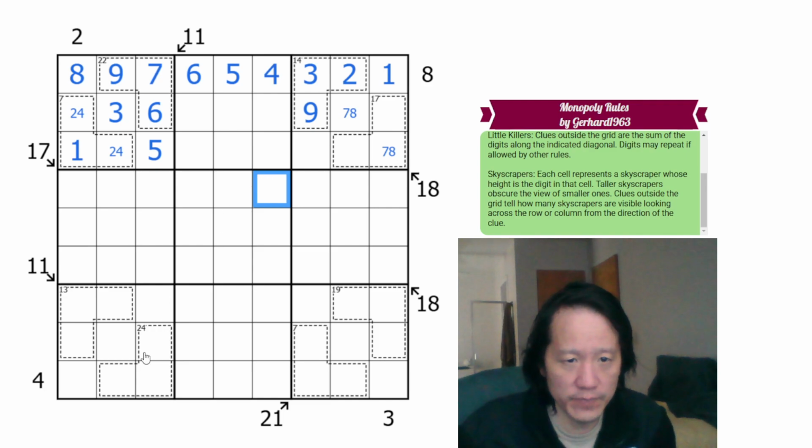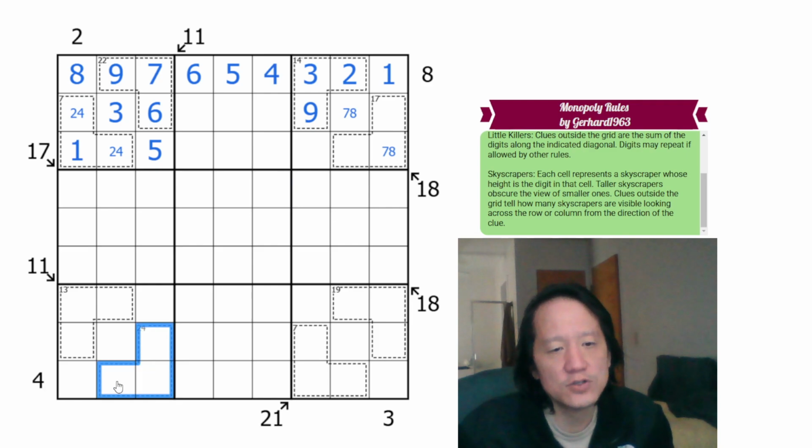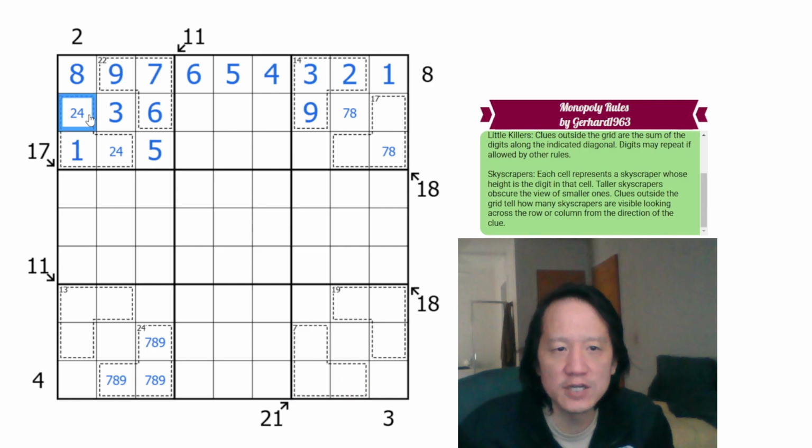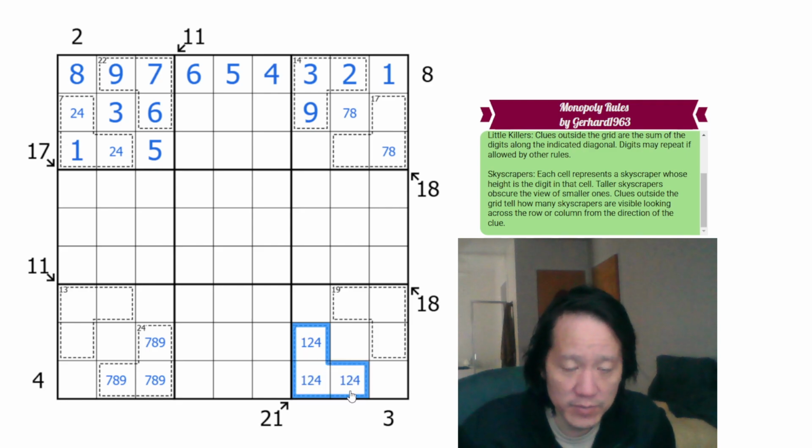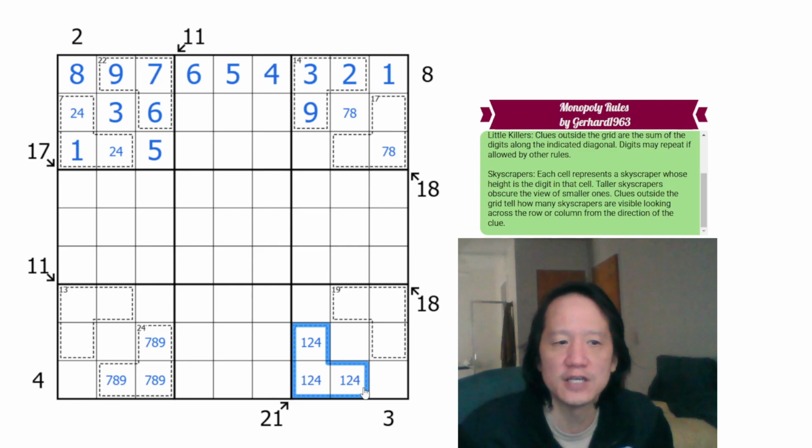Let's see. In this triplet, or this cage, we have 3 digits adding up to 24. The only digits that work, and they're unique, the only digits that work that way is 7, 8, and 9. Same here, there are 3 digits adding up to 7, as we said in this box. This must be 1, 2, and 4, because those are the only 3 unique digits that ever add up to 7.